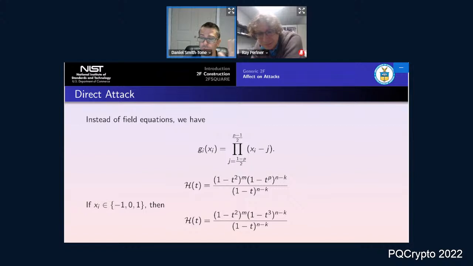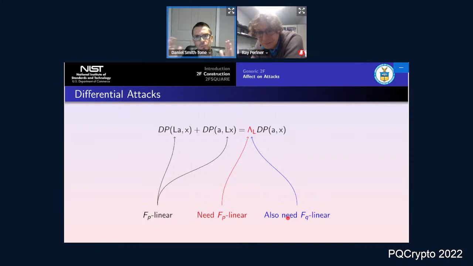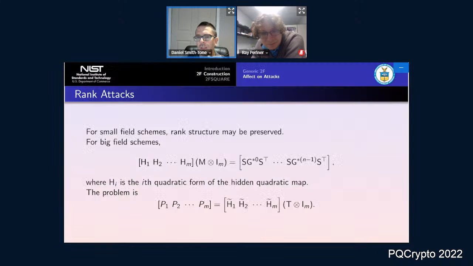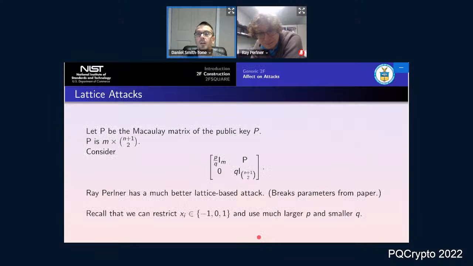But it actually protects against those big field relations that have to do with something commuting with the Frobenius because the characteristics are wrong. Characteristic being wrong changes the differential attacks as well, so it messes that up so that the structure isn't there anymore. For rank attacks also, there is a low rank for big field schemes. There's a low rank linear combination over a characteristic P field, extension field, that gives you a low rank matrix. But your public key related to those is actually an FQ linear transformation for that. So you don't have an FP linear relation of the public key that's low rank or FQ in general. So it messes up the rank attacks, but it introduces the possibility for lattice attacks.